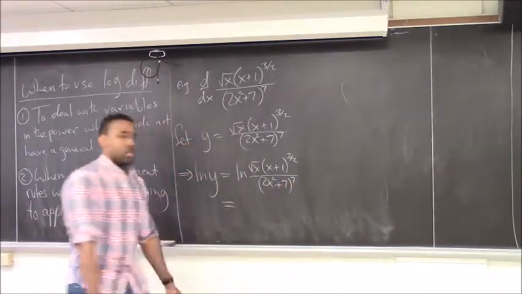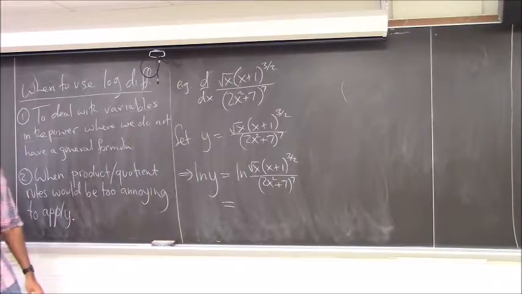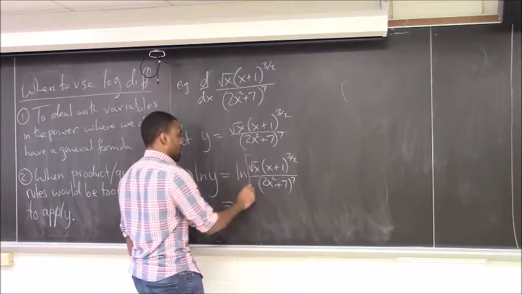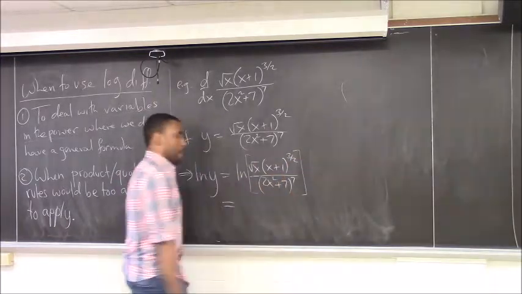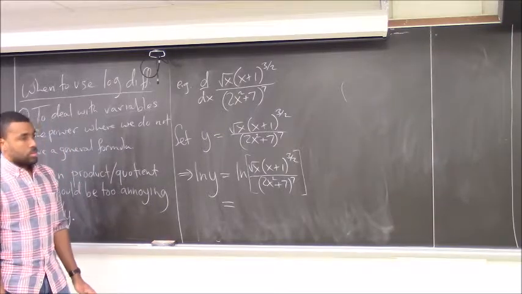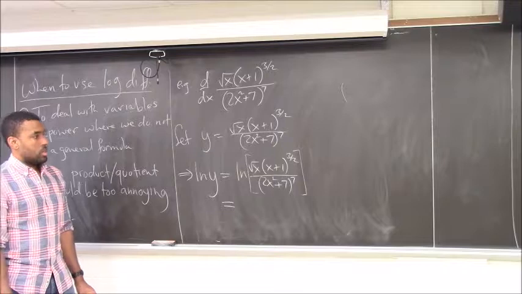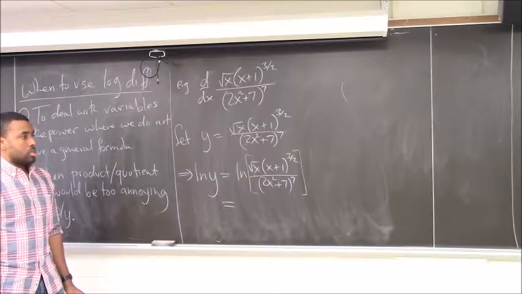Okay, how can I break up the right side? Let's use the log to our advantage here. So I'm going to plug all of this into a log. Can we put like 3 over 2 radical x, x plus 1 minus 7 times 2x squared is 7?